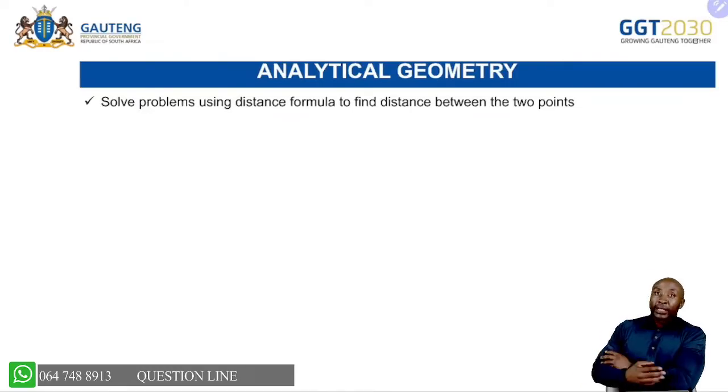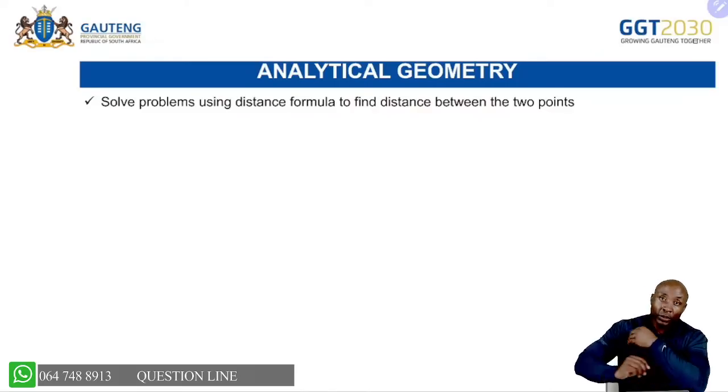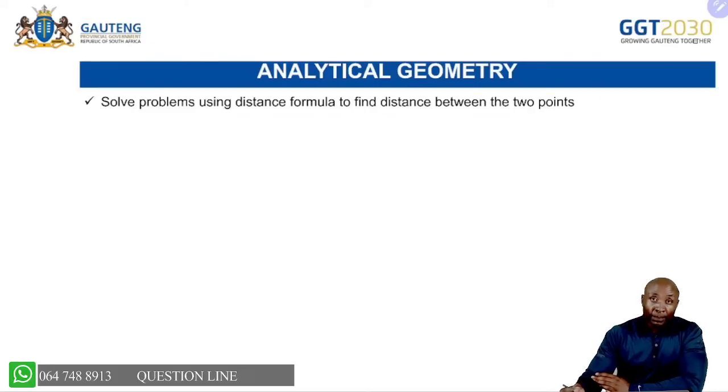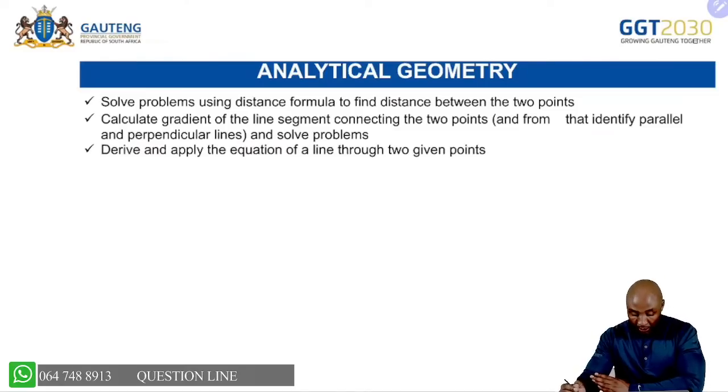Analytical geometry. But analytical geometry, we revised it on our last lesson. But I will just mention things that we need to know. We need to solve problems using the distance formula. We should calculate the gradient of a line segment. Remember, this is applying in shapes that are normally given in our diagrams. We need to derive and apply the equation of a line through the given points.